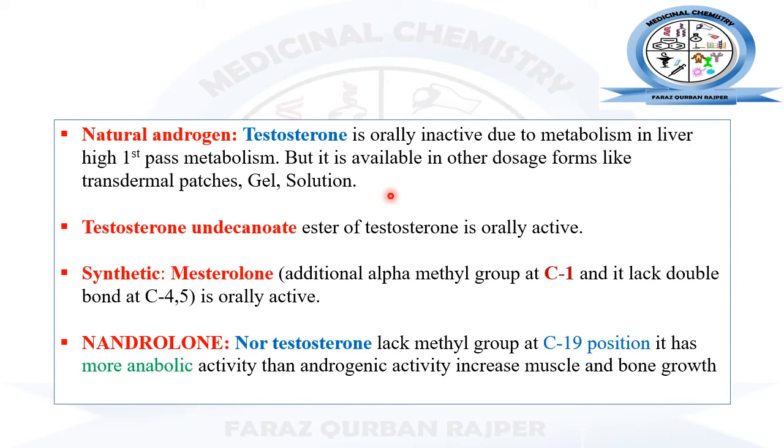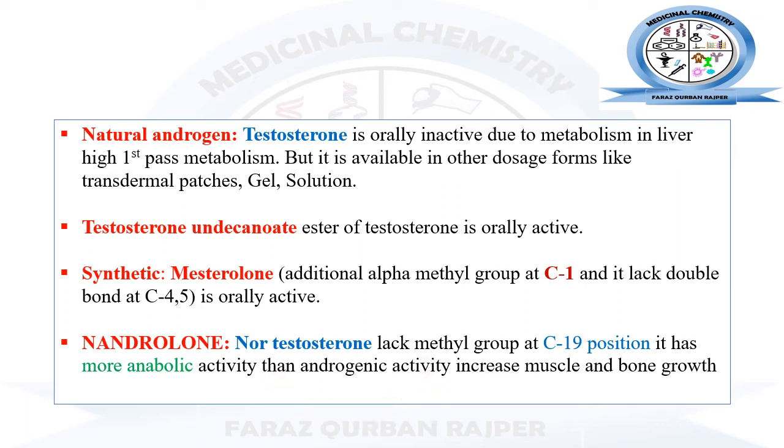The synthetic derivatives are like mesterolone. Mesterolone is nothing but it has an additional methyl group at the carbon number 1 position in comparison to testosterone. This mesterolone is also an orally active formulation of testosterone. Another formulation is nandrolone. Nandrolone, or nortestosterone, in comparison to the testosterone, does not have the methyl group at C19 position, but it has more anabolic activity than the androgenic activity.